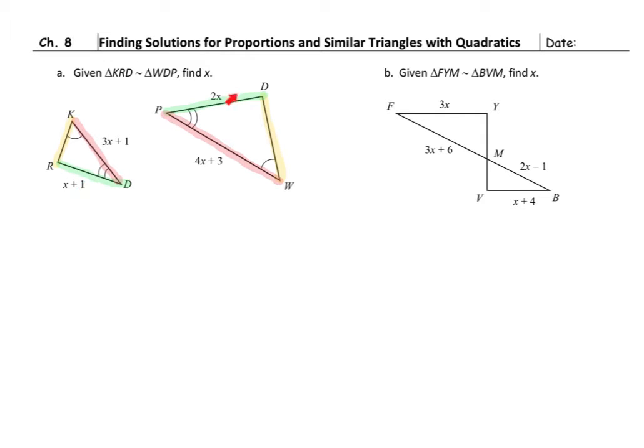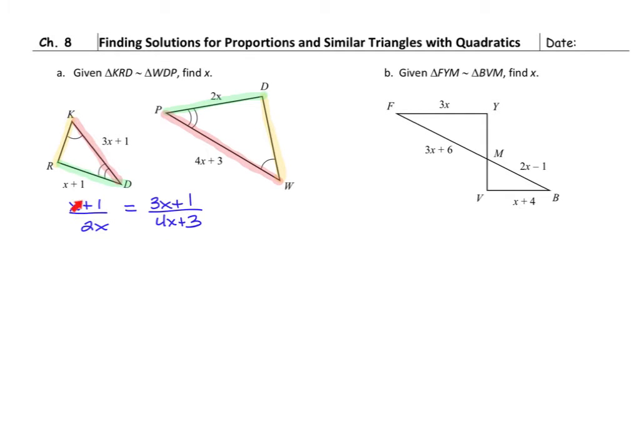Now that I know I have corresponding sides, I can set up a proportion. My proportion is going to go from the small triangle to the big triangle. So I have RD, which is x plus 1. That corresponds to the 2x. We're going to set that equal to KD, which is 3x plus 1. And that corresponds to WP, which is 4x plus 3. Now we have to cross multiply.